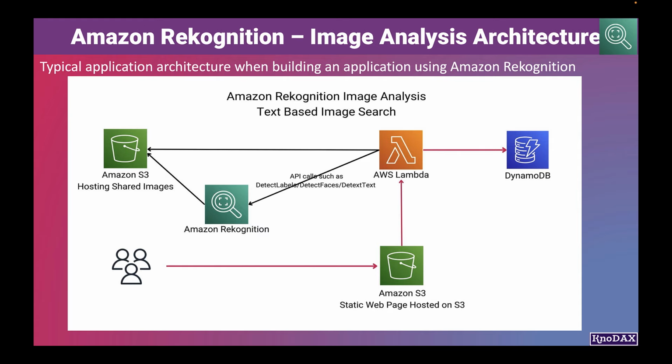You could also use other APIs like the Detect Text API to find text inside images, or Detect Moderation Labels API to perform unsafe content moderation to extend the application capabilities further. The Lambda function processes the results from API calls, stores the results into DynamoDB, and the results are ready to be queried by our web front end.